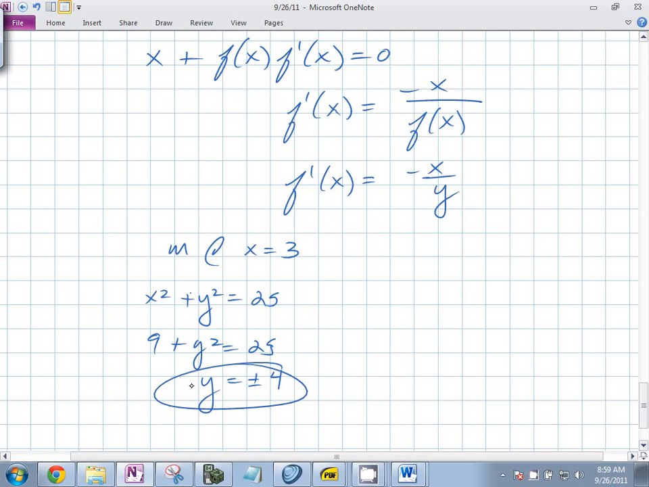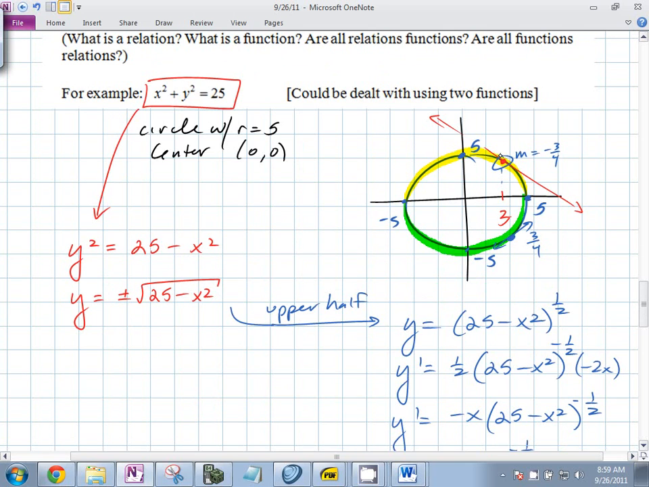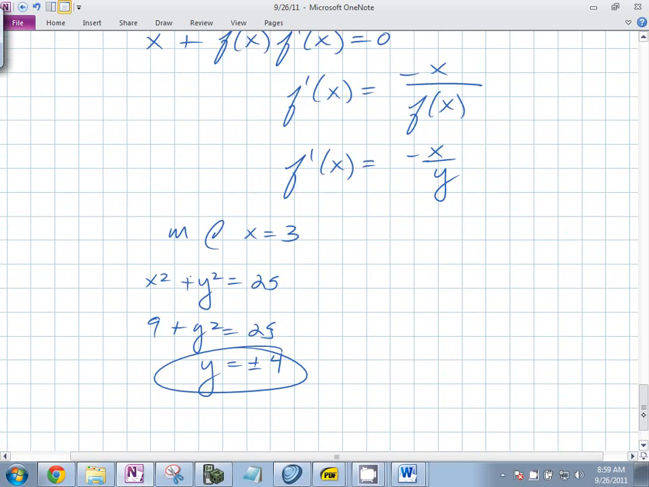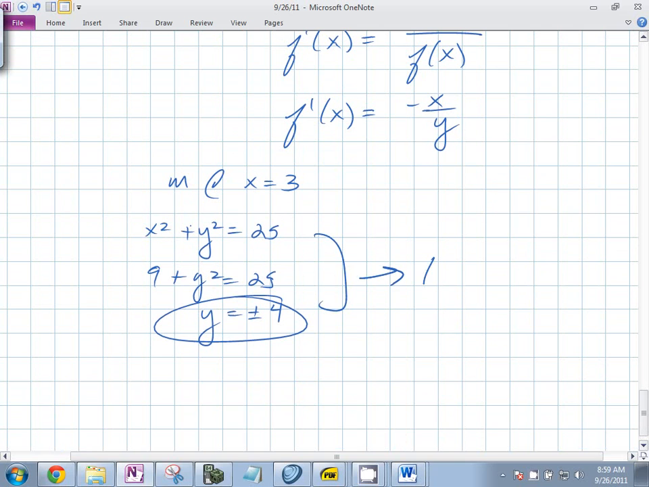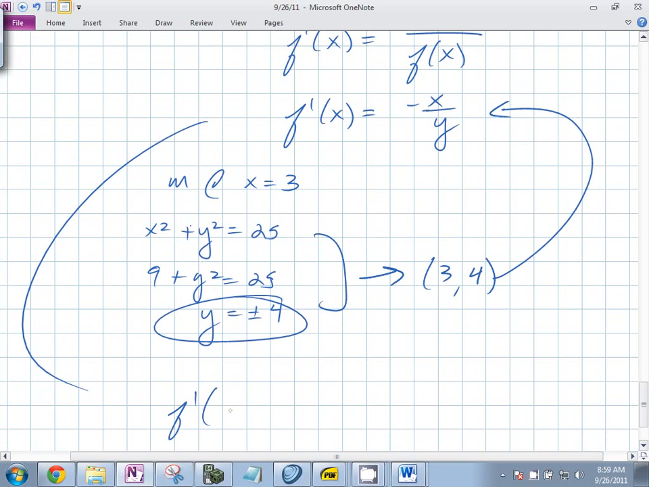Now we wanted the positive one, right? So we wanted 3 comma 4. We take 3 comma 4 and plug it in there. F prime at 3 comma 4 is going to be negative. Is that the same thing we got before? Yeah. What's the key thing we didn't do?